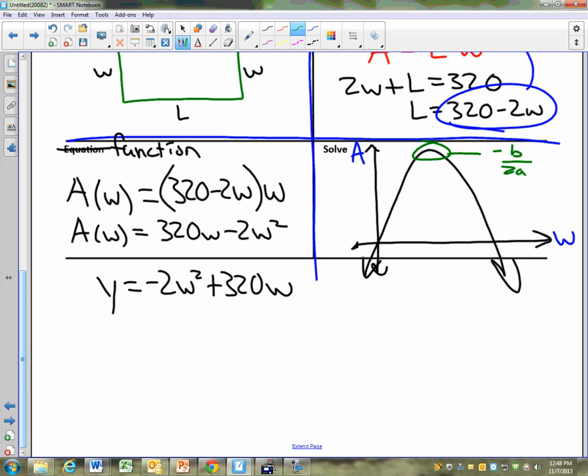What's -b? -320. Divided by 2a, -4. -320 over -4. Positive 80. 80. What does 80 represent? The width, because you labeled it, because you're a good student. If I plugged 80 back into this function, what would I get?